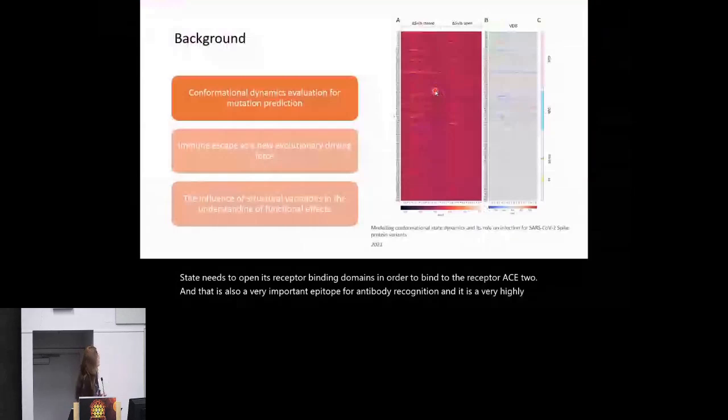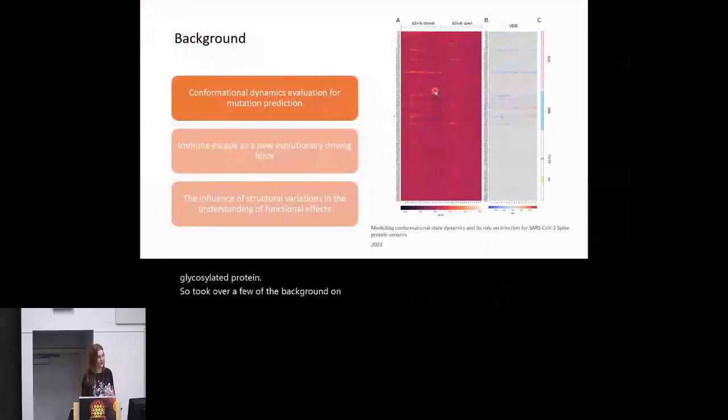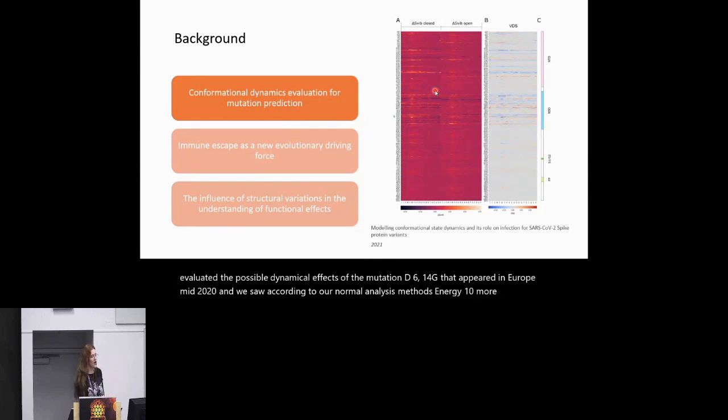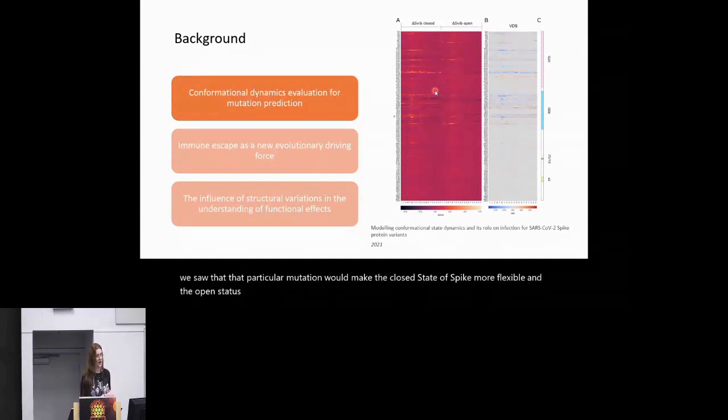So to cover a bit of the background on this project, it started in mid-2020, once we evaluated the possible dynamical effects of the mutation D614G that appeared in Europe mid-2020. According to our normal analysis methods, energy 10 more precisely, we saw that that particular mutation would make the closed state of Spike more flexible and the open state of Spike more rigid. Our hypothesis was that therefore it would make this Spike protein more prone to open and less prone to close, favoring the active state in which it could bind to the receptor ACE2.